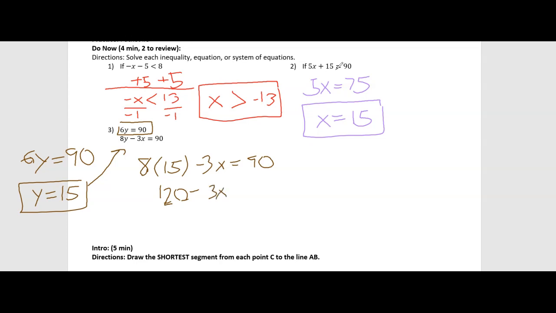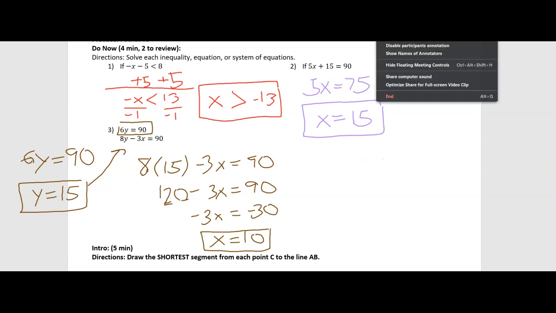120 minus 3x is equal to 90. I'm going to subtract 120 from both sides, so I get negative 3x is equal to negative 30. Then I'm going to divide by negative 3, and I get x is equal to positive 10. Negative 30 divided by negative 3 will give me a positive 10. So for this system of equations, I have a solution for x and a solution for y. We didn't have to do any elimination or a different type of substitution here because the first equation just has a single variable. So it's easy to solve that one and then substitute into our second equation.